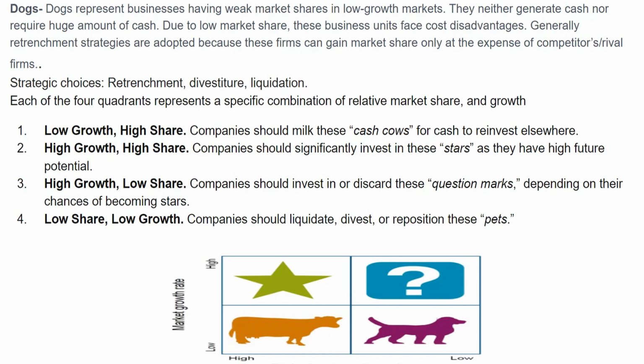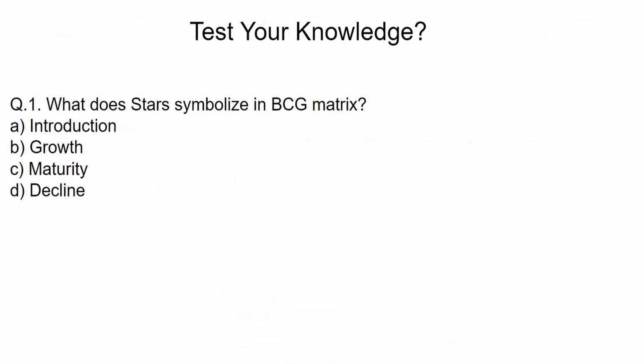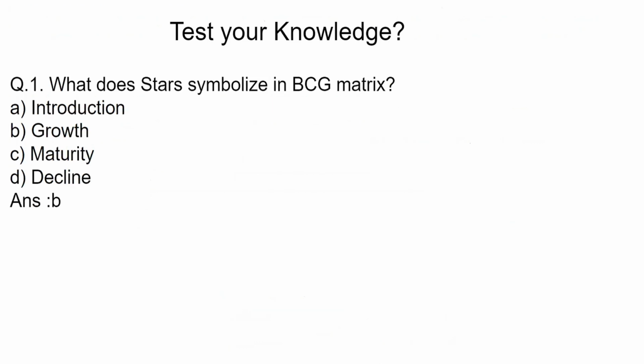I have tried to cover all the important aspects and hope this will help. Now test your knowledge. What does star symbolize in the BCG matrix? Introduction, growth, maturity, or decline? Think of the answer. The correct answer here is growth.